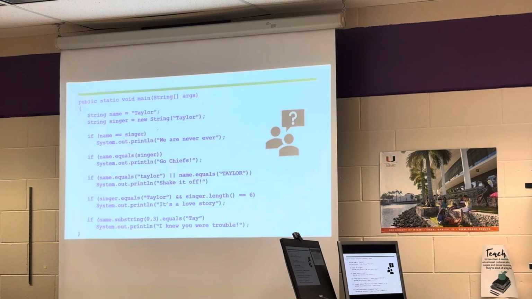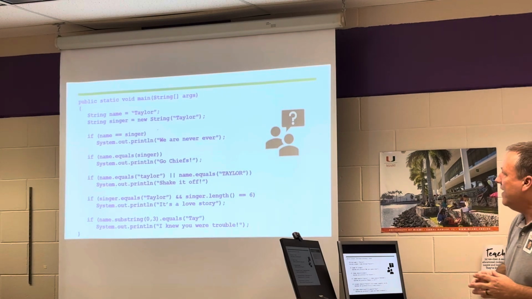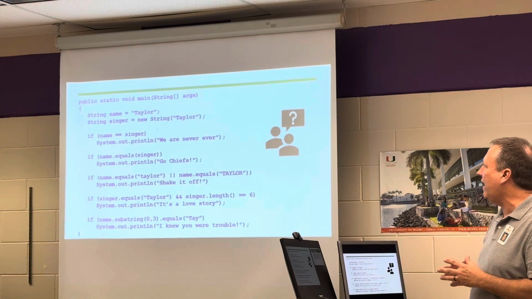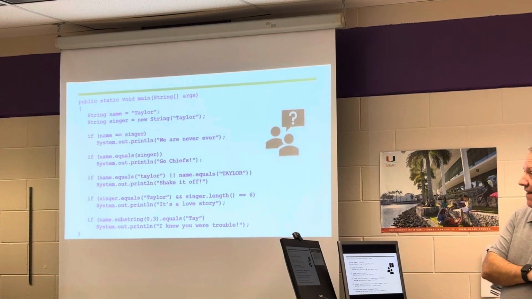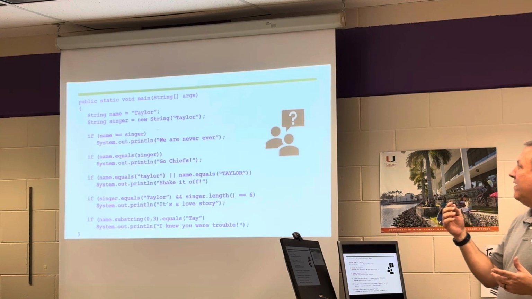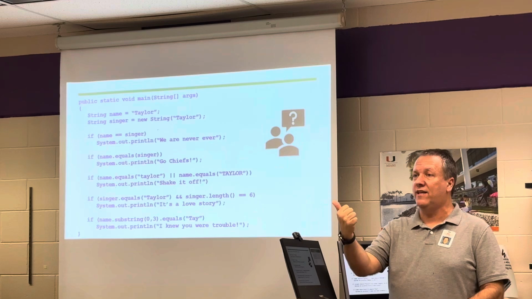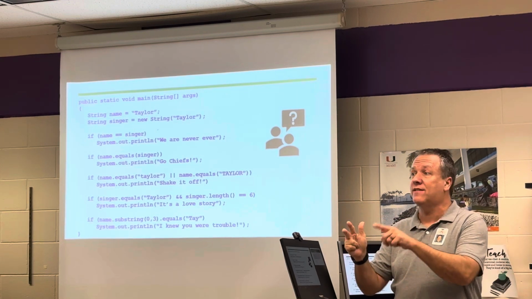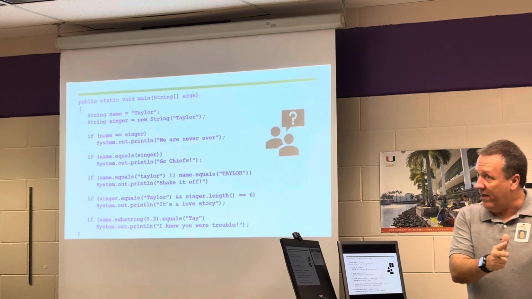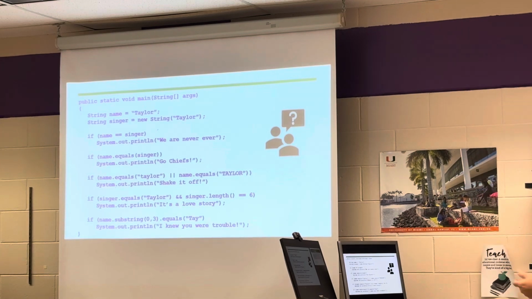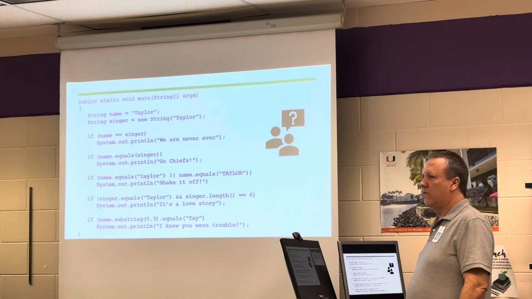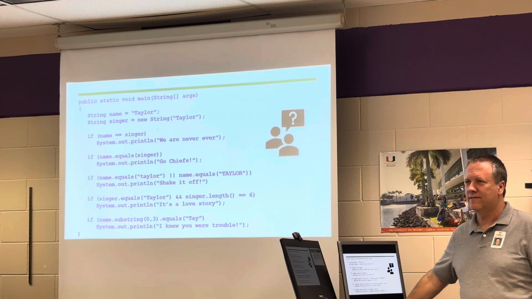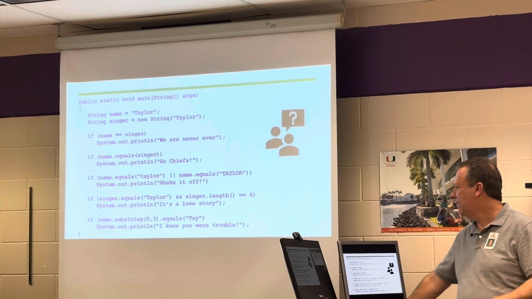Now, what about the next one? Name dot substring 0 3 dot equals tay. Name dot substring is going to be 0, 1, and 2, T-A-Y. So this is object dot method, tay. And yes, I knew you were trouble from the moment that you walked in.